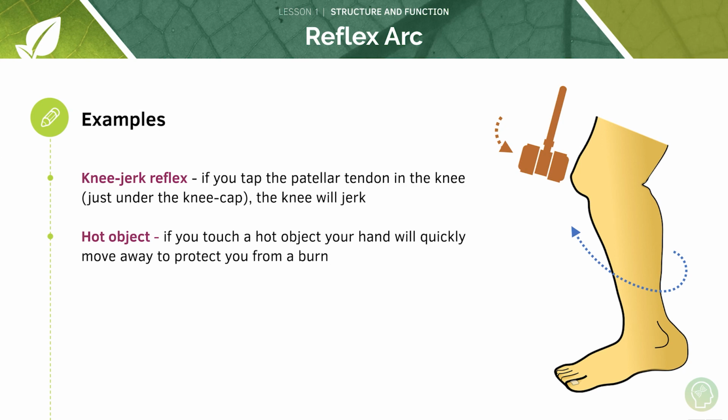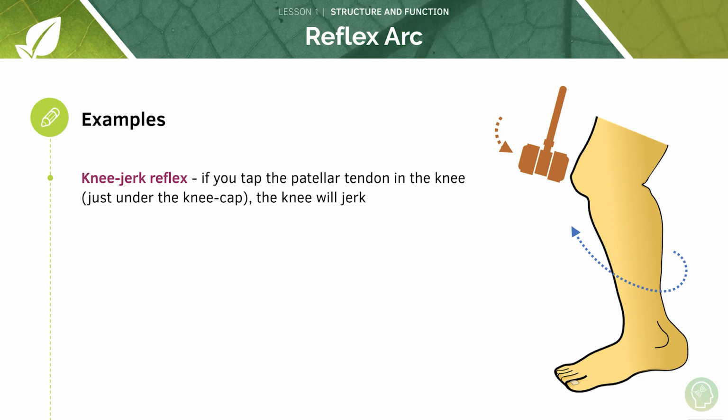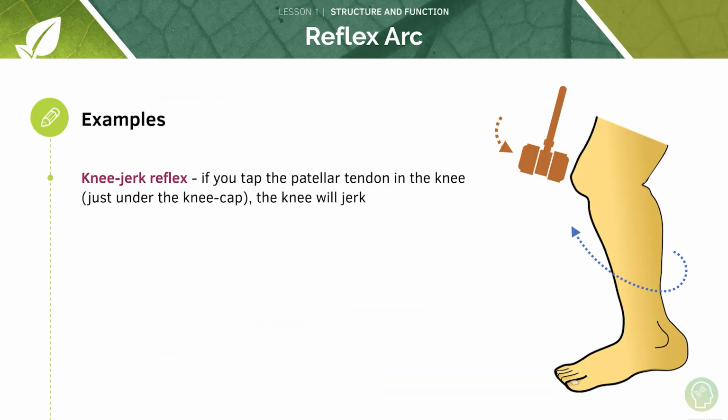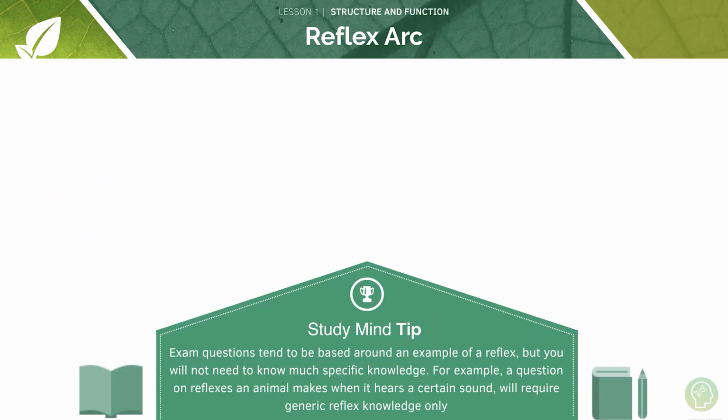So in your exam, don't be fazed if you see an example of a reflex that you've not come across before, because the basic principles of it will stay the same as what we've covered today. If you just learn this reflex arc, you will be completely fine. So don't worry too much if you don't know the details of a specific example given in the exam, because that's the point. They want you to understand the principle and be able to apply it to a new setting. For example, they might ask you a question on reflexes regarding an animal when it hears a certain sound, but it's just going to require the same process that we've just covered here.